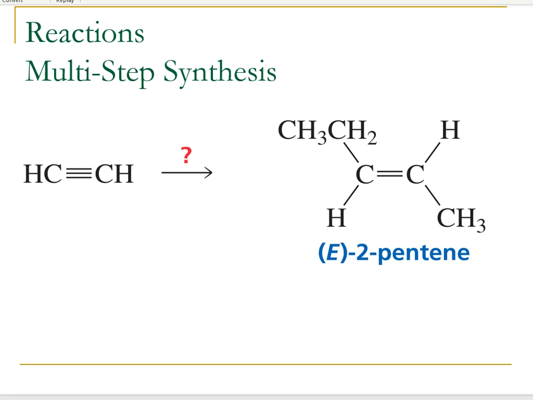All right, so here we have an alkyne, and we are reacting it with maybe multiple things. And we want to end up with the molecule that you see to the right-hand side, E-2-pentene. So how do we get to this point? This brain teaser, this puzzle. How do we actually end up getting there?